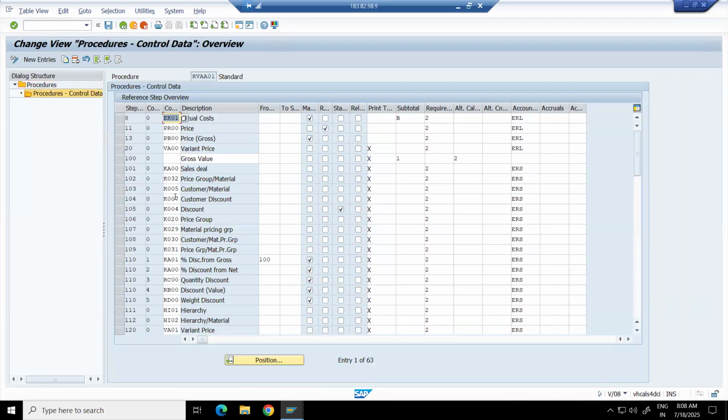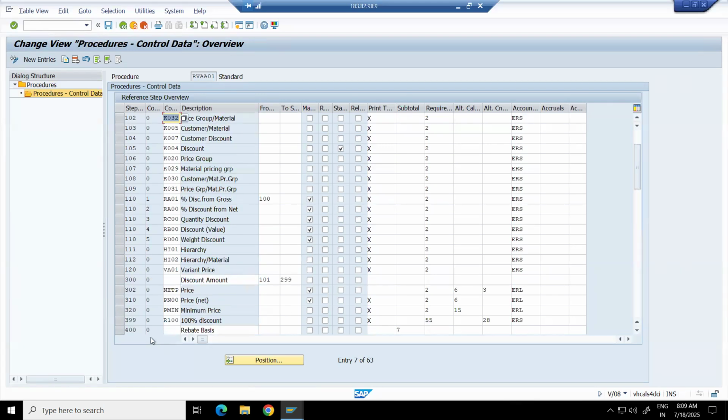Okay, here you can see R100. This is the R100 condition type. Here you can see the requirement is 55. This is a formula written inside the routine, through coding. We'll understand that later. You cannot understand it at this moment, but just try to recall.